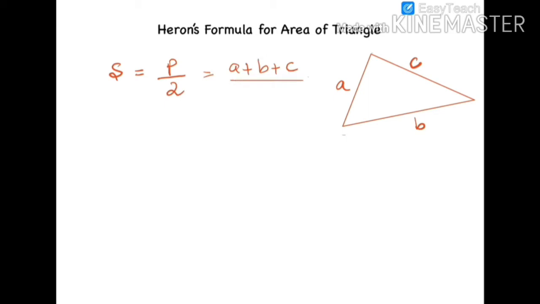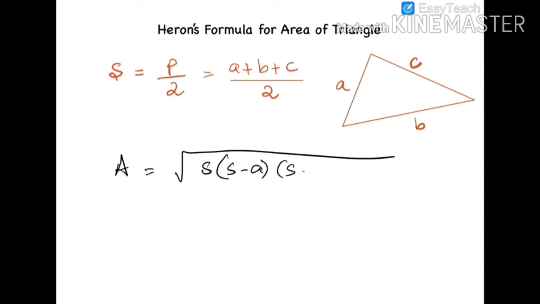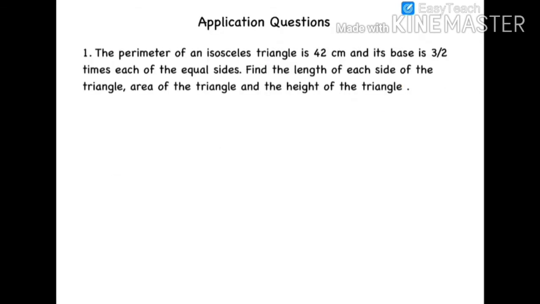We studied a new formula in this chapter which is called Heron's formula, which is used when all three sides of a triangle are given. So in this case, to find out the area, we find the semi-perimeter, which is denoted by S, that is the sum of all three sides divided by 2. Then the area of this triangle is given by root of S into (S minus A) into (S minus B) into (S minus C). So let's solve some questions now in order to test our skills.